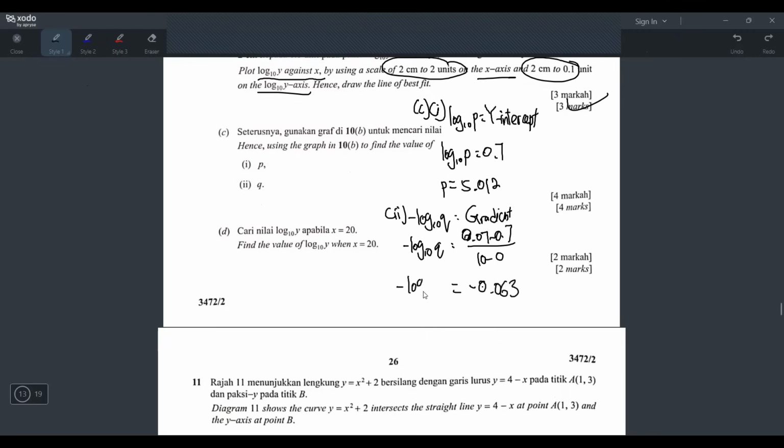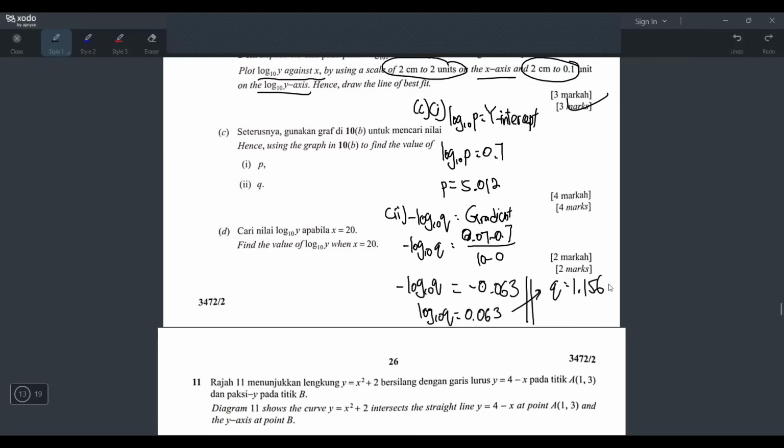Okay, the other side is negative log q. So the negative and negative you can cancel. You are just left with log q equals 0.063. And then now you continue here. You can find your q. You can press shift log 0.063. Or you can also press 10 power 0.063. It's the same thing. All right, my calculator gives me 1.156. Let's write in four significant figures. So 1.156.